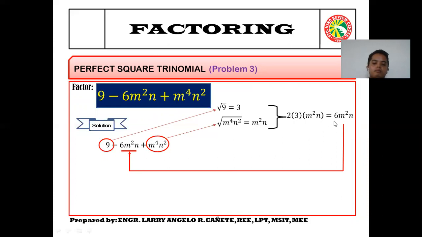Although positive here and negative here, it won't matter. The only requirement is to check, upon multiplying, if you come up with it twice, upon multiplying the results of this one and this one. So therefore, that is factorable.